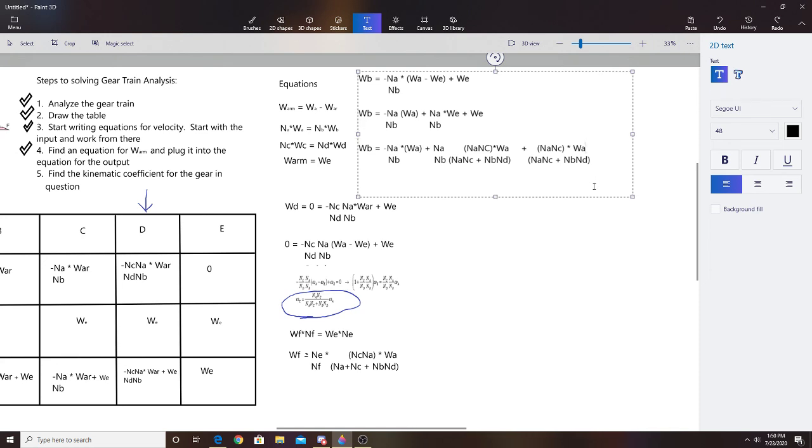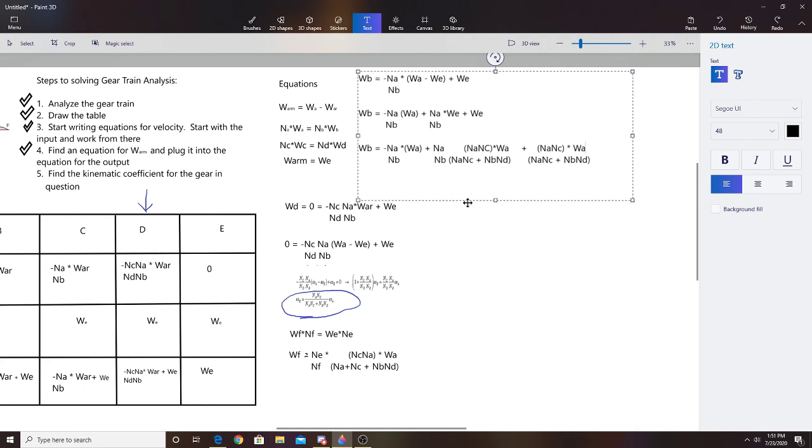And then what you have to do is you have to get like terms from here. So what that means is essentially you would have to find a way to factor out what you can from all of these. And if you can factor a WA out of all of them, and do what you have left, it'd be WB is equal to a bunch of these things times WA, and whatever is in front of WA is the kinematic coefficient.